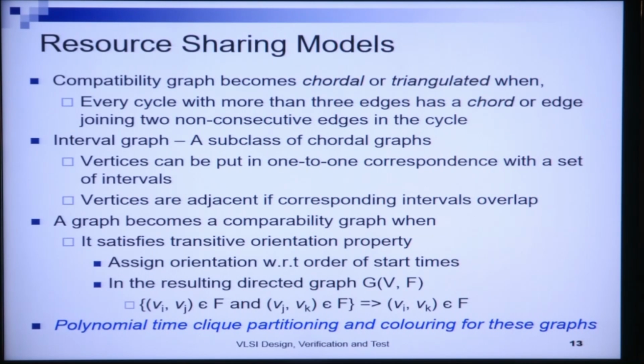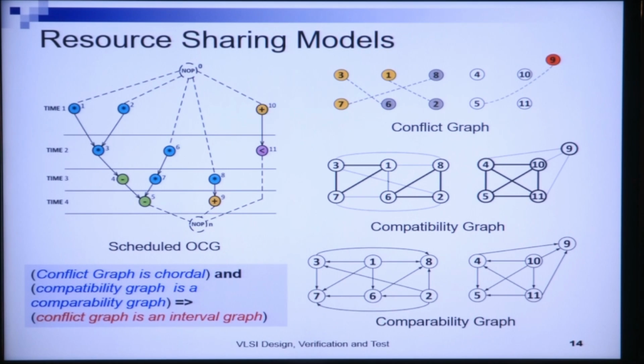After an understanding of chordal graphs, we will now understand what an interval graph is. Simply speaking, an interval graph is a graph where the vertices have a one-to-one correspondence with the set of intervals. For example, let us consider the scheduled operation constraints graph here. In this scheduled operation constraints graph, each vertex can be represented by a continuous single interval defining its start of execution and end of execution.